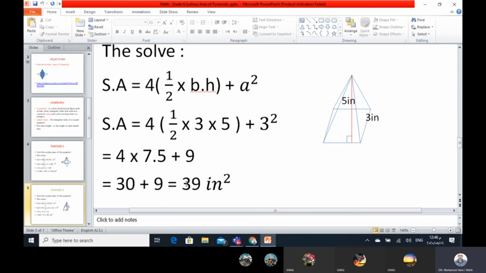30 plus 9 will be 39 inch squared. Inch squared, because here we have surface area. When you measure the surface area, use inch squared.